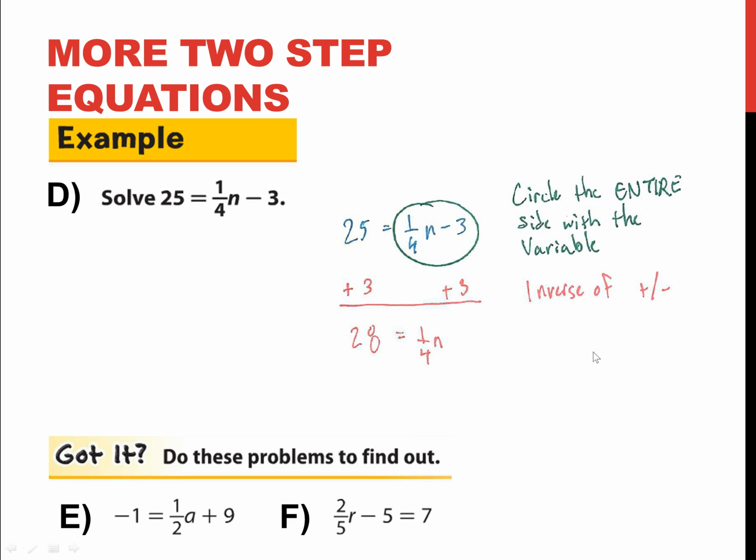That gets me 28 is equal to 1/4 n. And of course, the inverse of multiplication is division. So I take the reciprocal of 1/4, which is 4. I'm going to multiply both sides times 4. And that gives us 112 is equal to n. So don't let the rational coefficients fool you. That's why we did the one-step equations first. Just take it one step at a time and you will get there. I encourage you to pause the video, do E and F on your own. Like you guys know, I'll be here when you get back.